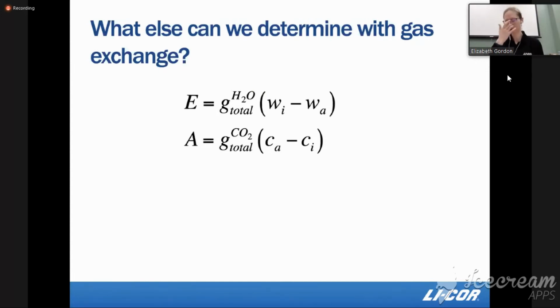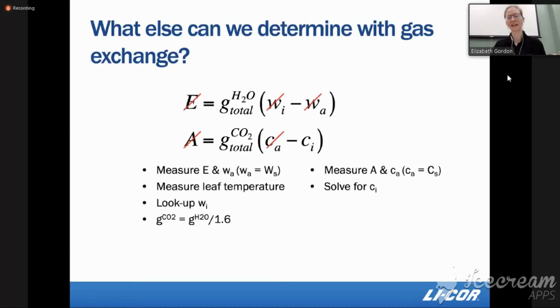So if we think about the relationships and the resistances, then we can look at it and say, well, if I can measure E and I can measure A, I can measure water concentration in and out. I can then measure leaf temperature. I can look up or assume internal water concentration, and then I can solve for CI, and then I can solve for stomatal conductance and CO2. Stomatal conductance to water and stomatal conductance to CO2. This allows me to get not only E and A, but also GSW, GSC, CI.